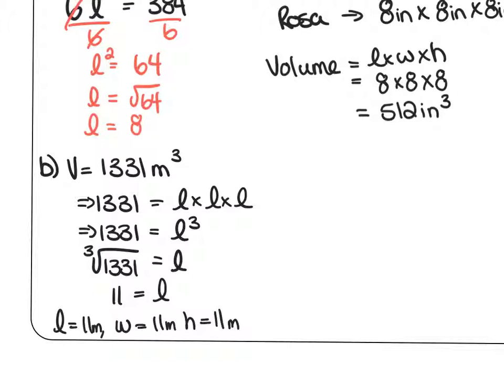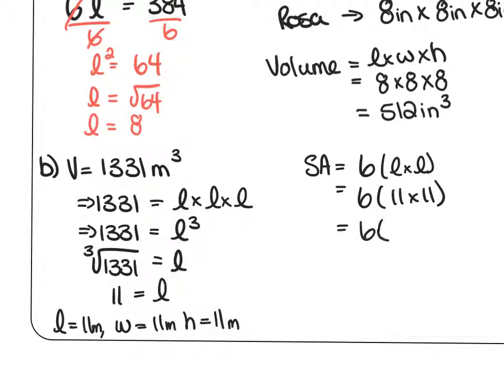And then it wants the surface area, so we'll figure out the surface area, which is 6 sides that are all like length times length. They're all 11 by 11. And I'll calculate it. 11 times 11 is 121, and then we have 6 sides of that. Gives us a surface area of 726 meters squared.